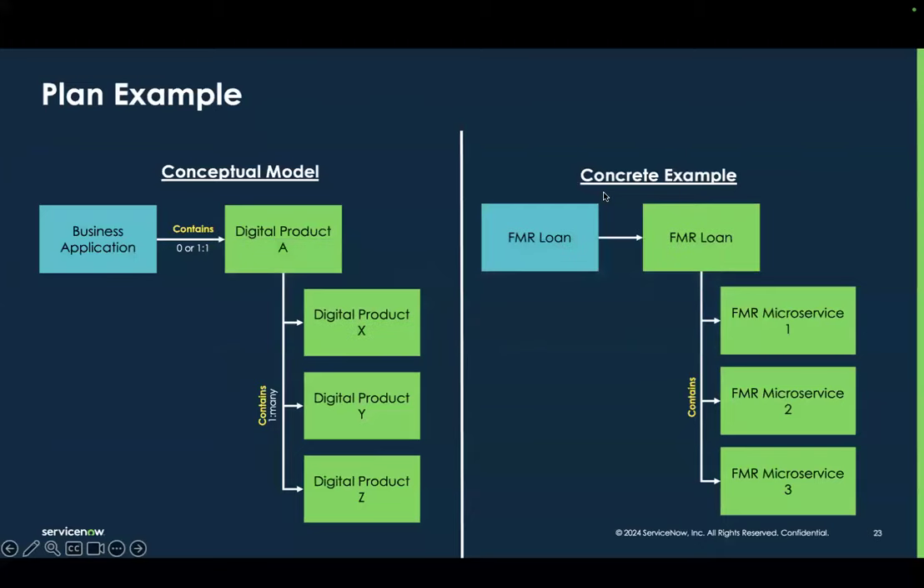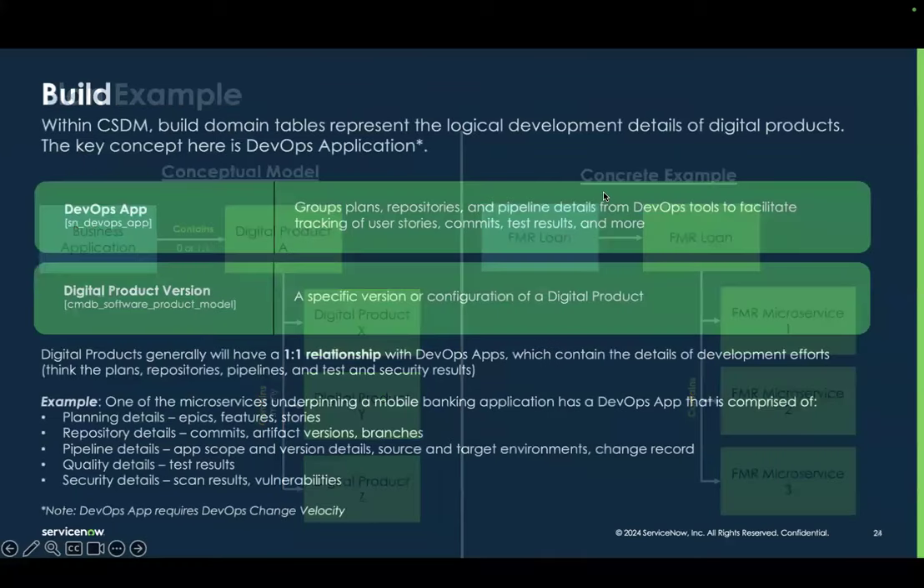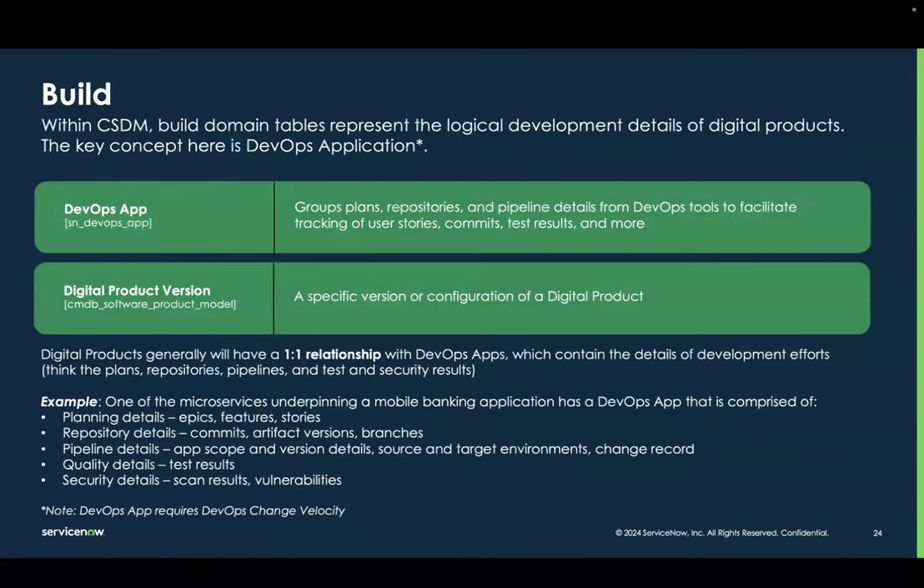Now, the next is when we get into more of the build side. So there are now two concepts that we add within the build domain. The first one is a DevOps app, and the other is the digital product version, which is the software product model. And you can see why, at least from an end user's perspective, I call it version instead of calling it a software model, because if they are not ITIL people, they may not know why application and software are different things when they are synonyms, at least in English.